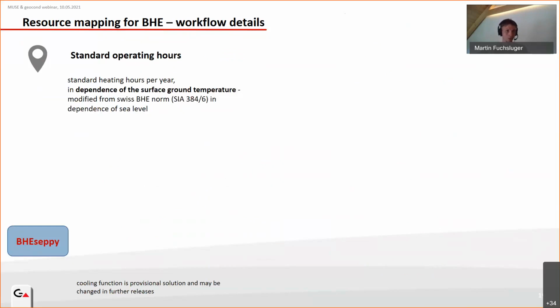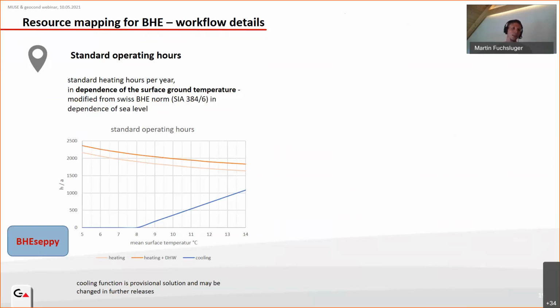The next thing is the standard operating hours. This is an important parameter. That means we thought about using heating degree days and cooling degree days and so on. At the end, we took the standard operating hours, as it is also in the Swiss norm, but we modified it a little bit. In the Swiss norm, the dependence is on sea level, and we decided to recalculate it from the mean surface temperature because it's easier for us.